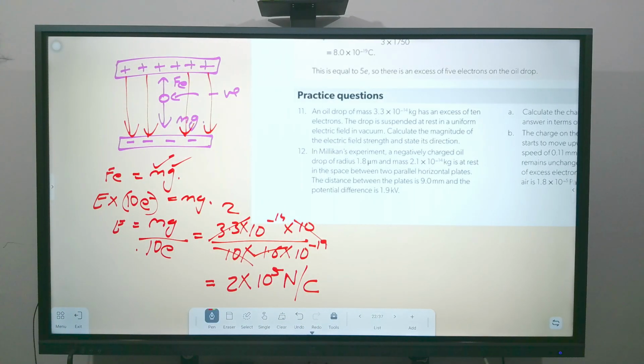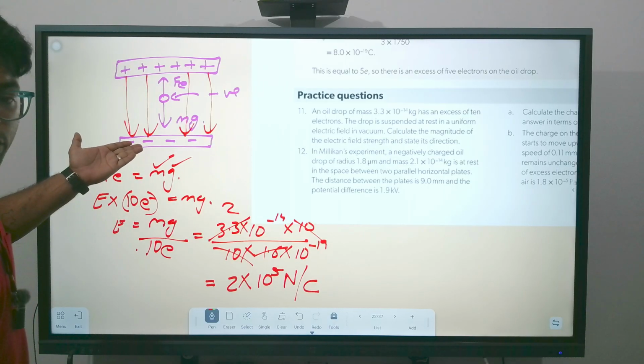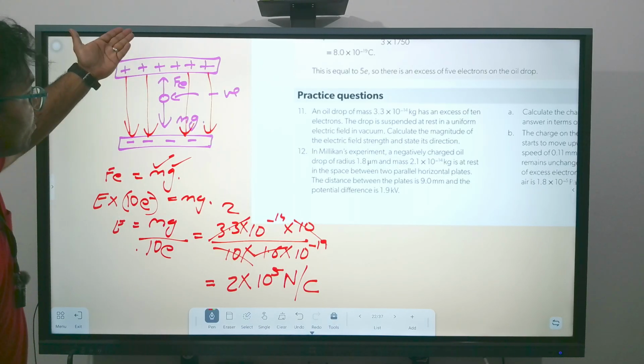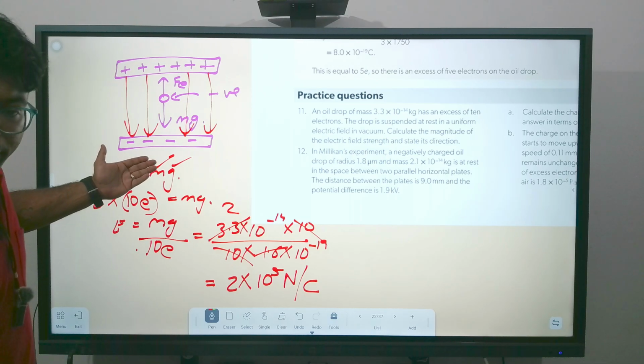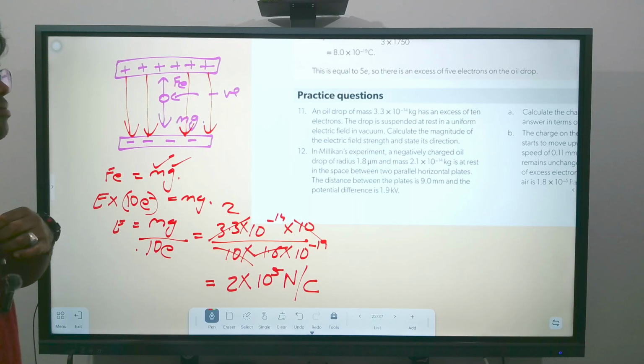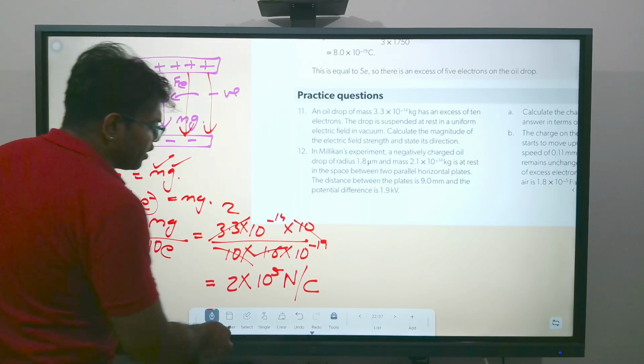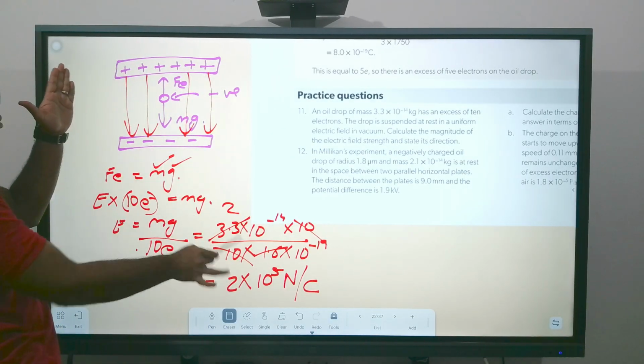Is it correct? 2 times 10 to the power 5 newtons per coulomb, and the direction is from where to where? From the bottom, sorry, from the top to the bottom. What did they write? They wrote top to bottom only, right? Vertically downwards. Yeah, it's vertically downwards. It's correct. So did you understand how to do this?